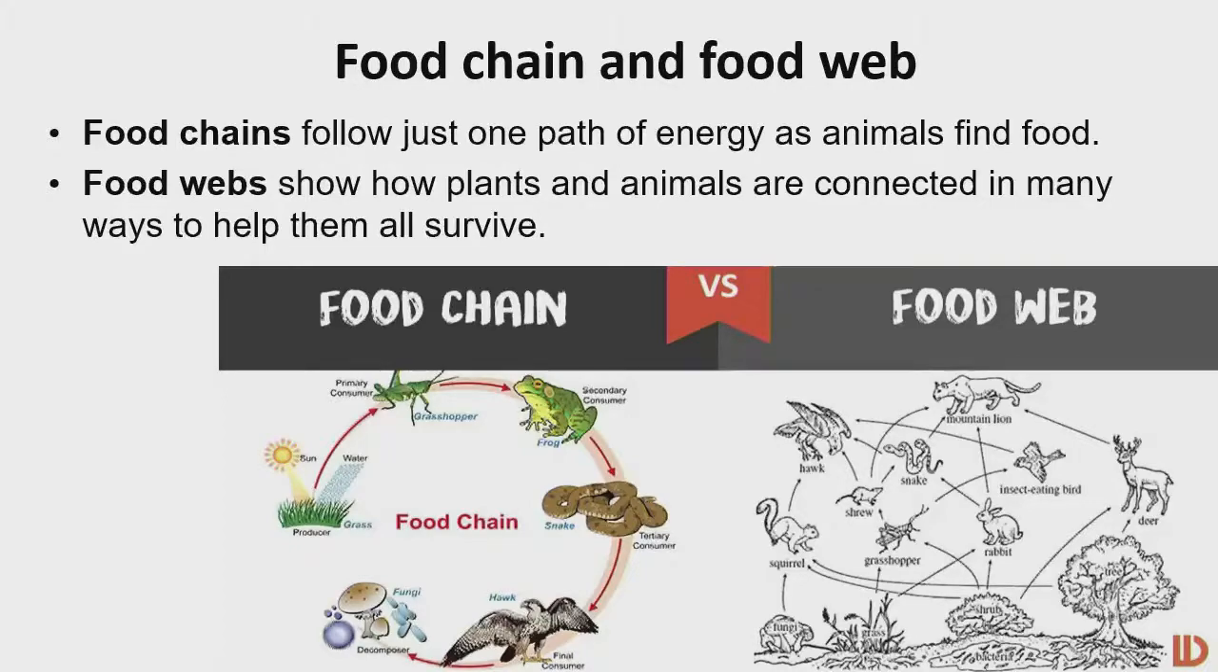So as we said, a food web is a network of interrelated food chains in a given area, and a food chain is a series of organisms showing feeding relationships. It usually begins with a green plant, that's a producer, and the producer is eaten by a consumer, and then the chain continues. So a food chain follows a single path as animals eat each other to get their food to survive.